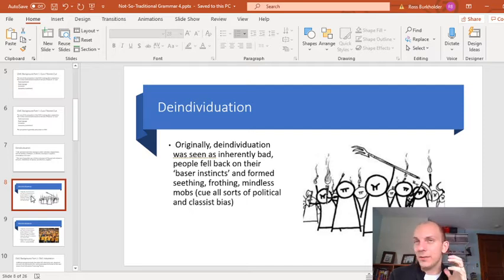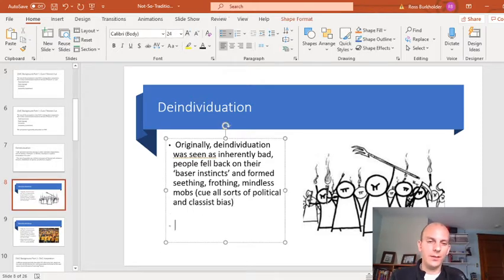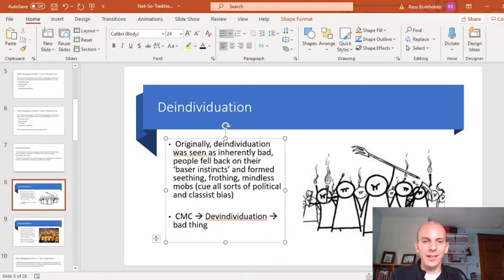So this was the original conception of de-individuation. And if CMC, follow my line of reasoning here, if CMC causes de-individuation through its lack of cues, and de-individuation is a negative thing, well then CMC is a negative thing. Like this, yeah. CMC leads to de-individuation, and this is a bad thing. Then CMC itself is a bad thing, right? There's that transitive property going on here.